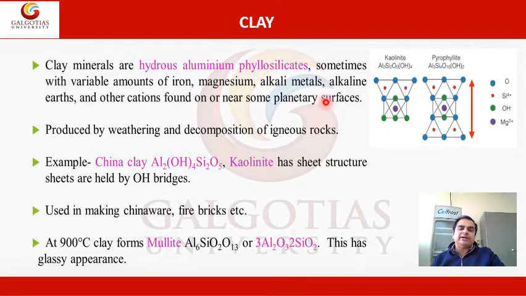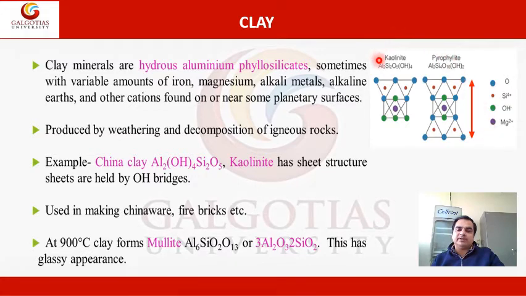Now come to the second category of aluminosilicate, that is clay. As we know, clay minerals are basically hydrous aluminium phyllosilicates, sometimes with variable amounts of iron, magnesium, alkali metals, alkaline earths, and other cations, which are found on or near the planetary surfaces. So these are the structures for some examples of clay, which are very common.